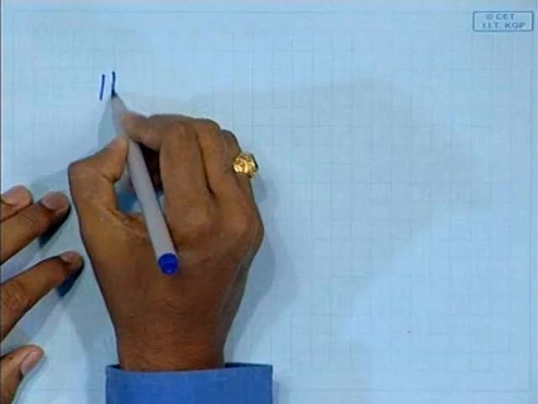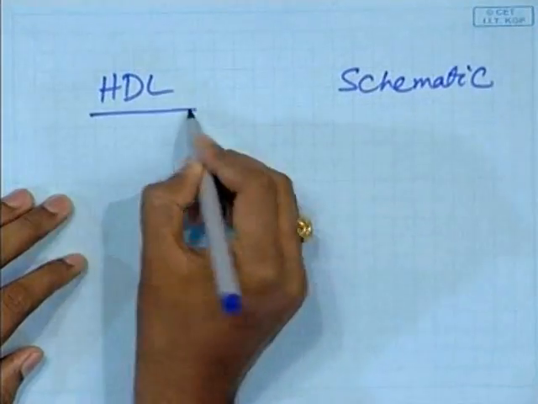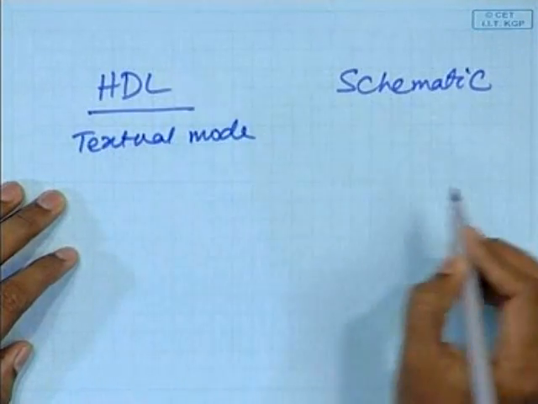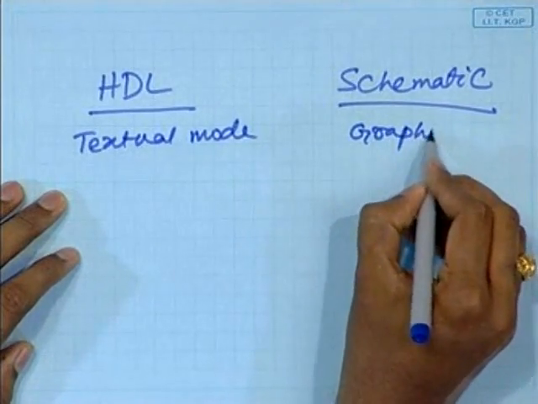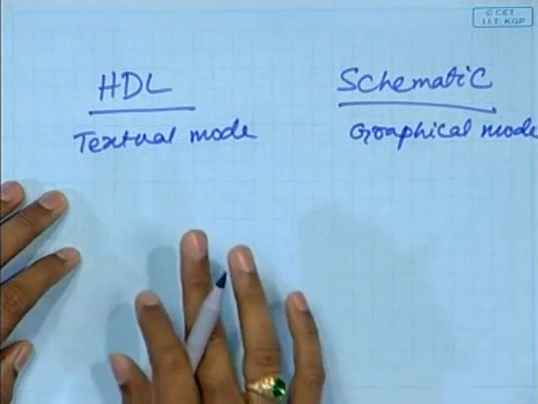Okay, so now the question is, why will you go for HDL and not for schematic, as you do in analog? I told you one thing: schematic is not practical when you design millions of gates. At that time HDL, being a textual mode, makes it possible. So the main difference between HDL and schematic is that HDL is a textual mode like C, whereas schematic is a graphical mode.